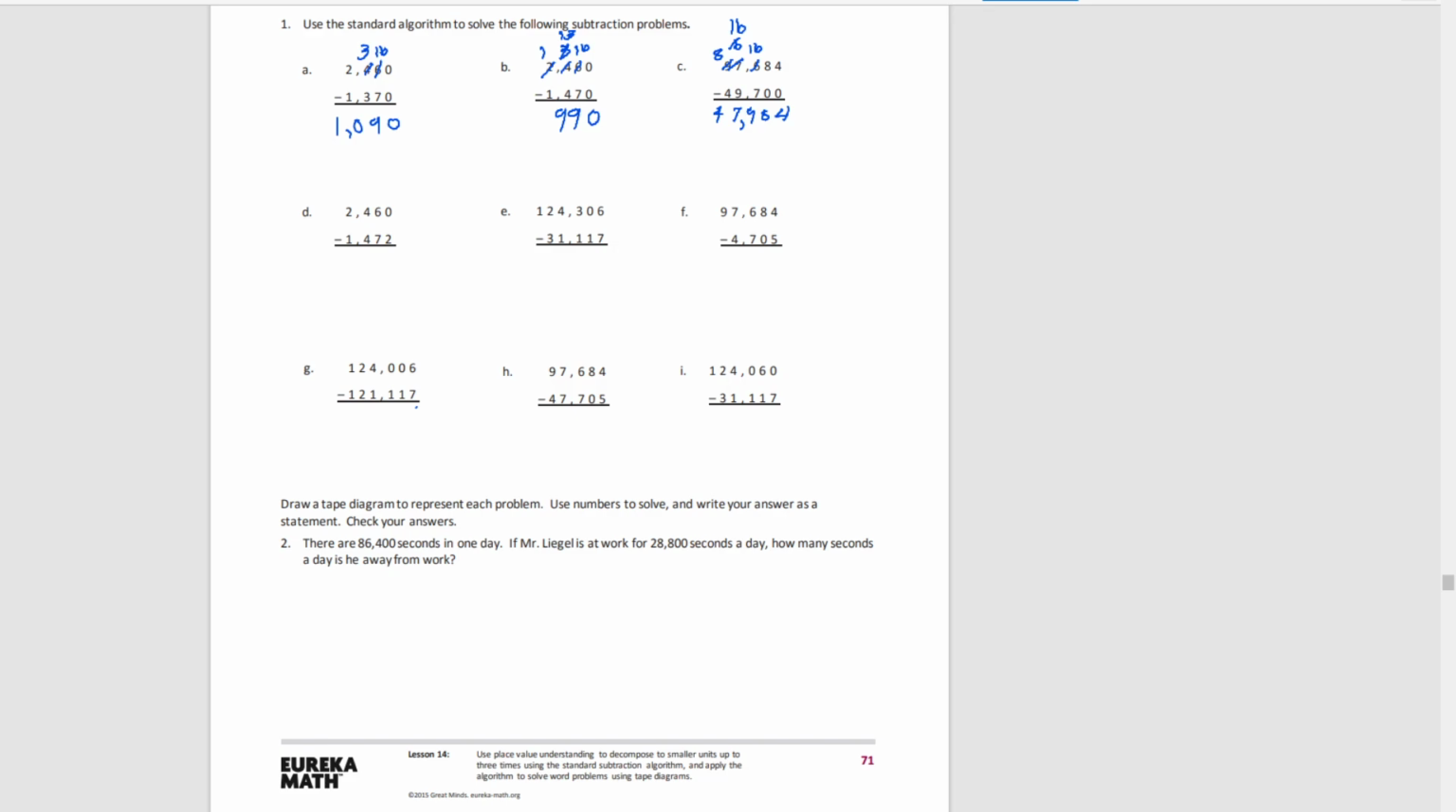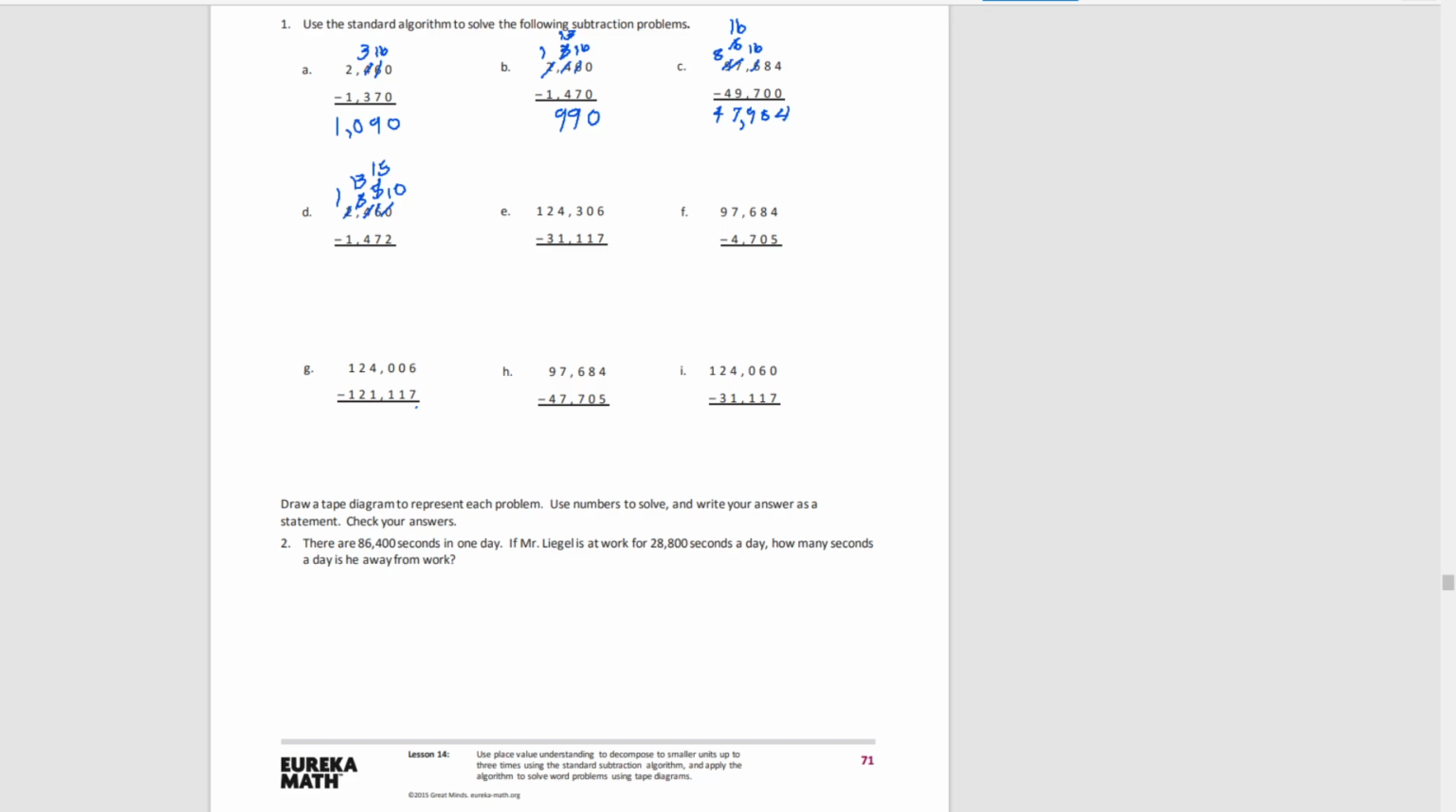For D, we can't do the ones, so we're going to start by taking 110 and making it 10 ones. We can't do the 10, so we're going to take 100, turn it into 10 tens, so now we have 15. Can't do the hundreds, so we're going to take 1,000, turn it into 10 hundreds, add it to the 3, so we have 13.